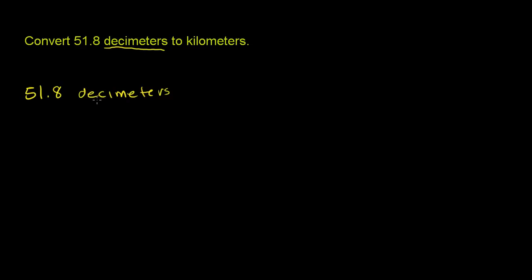this prefix tells us a lot about how many meters this is. So if we want to convert it into meters, our units are going to have to be meters per decimeter. And we need this because this decimeter and that decimeter are going to cancel out, and we're going to be just left with meters.